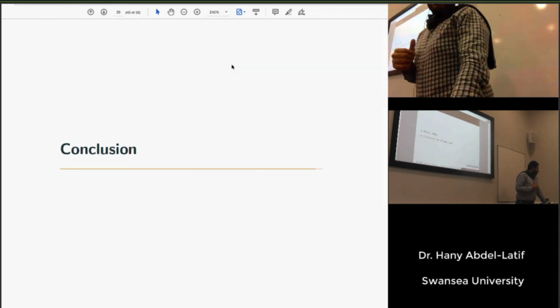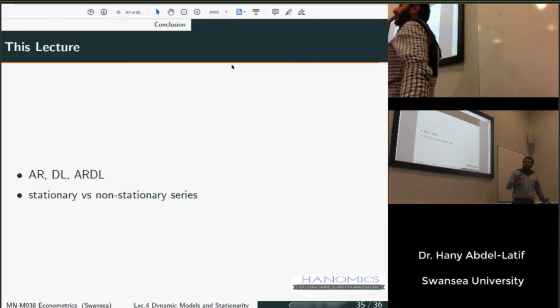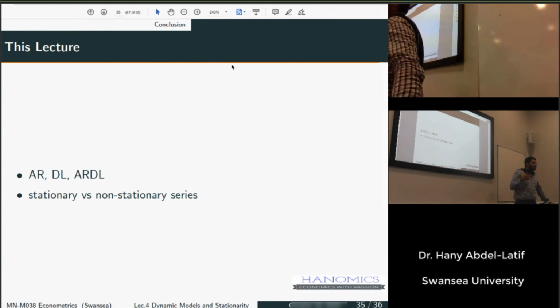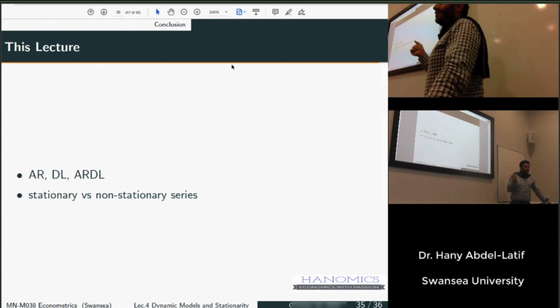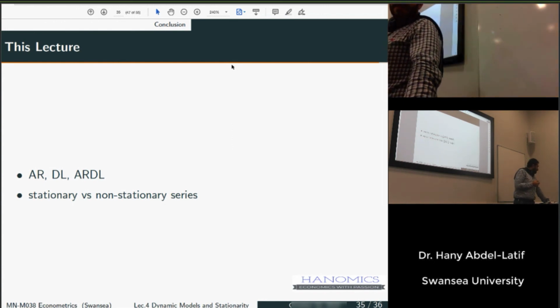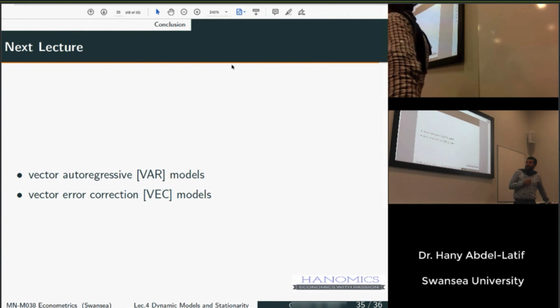Okay, just to conclude the lecture, we covered some examples of dynamic models. We compared stationary and non-stationary series. We know the implications or consequences of dealing with non-stationary series, and how to convert a non-stationary series into a stationary series. And next time we'll talk about VAR and VEC models, vector autoregressive models, and error correction models.